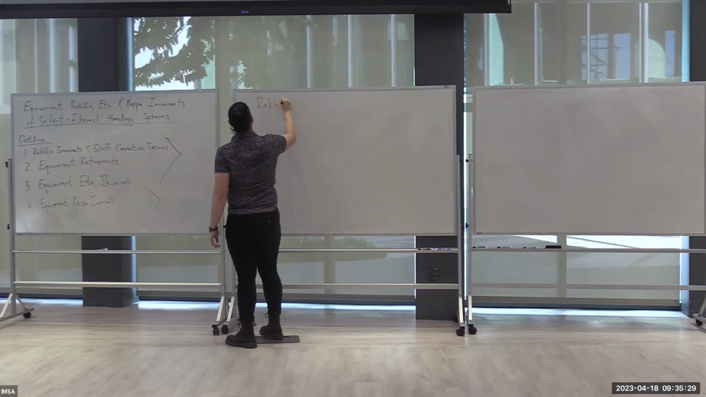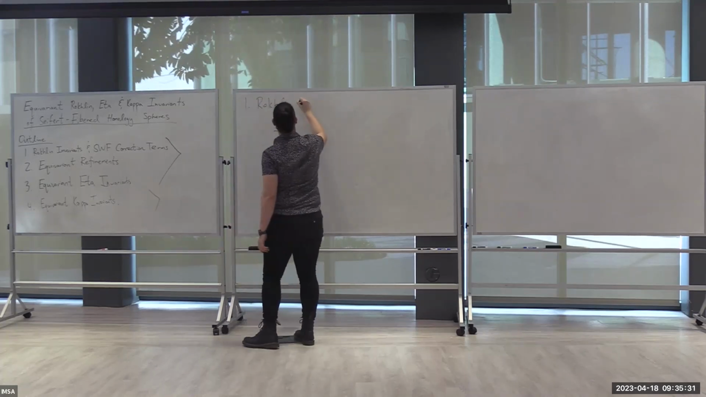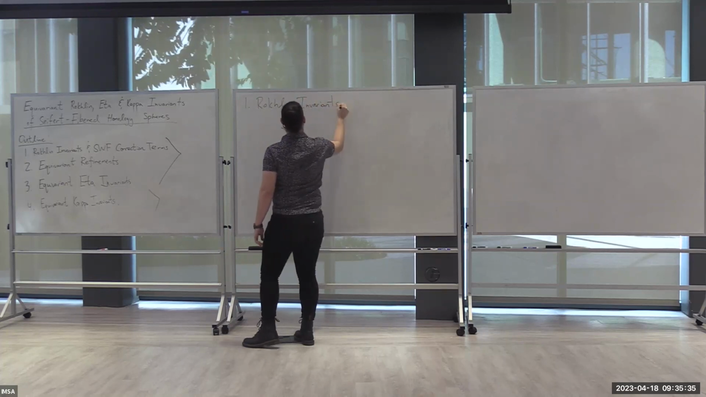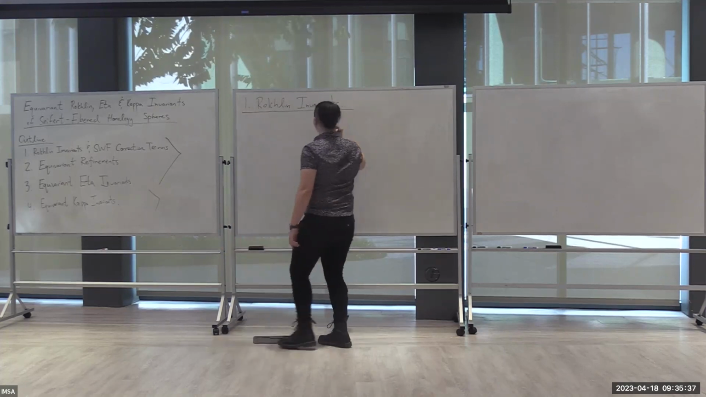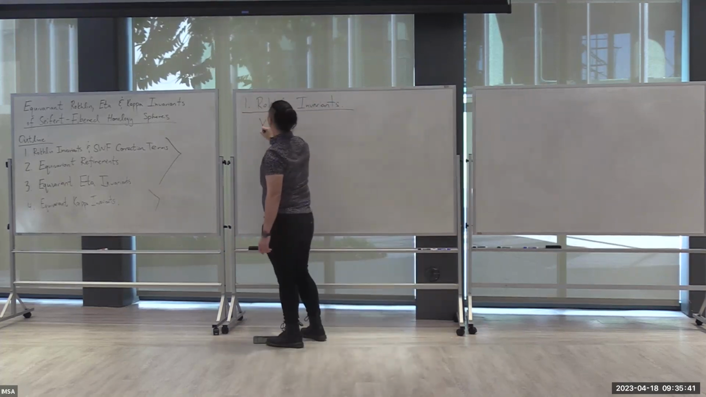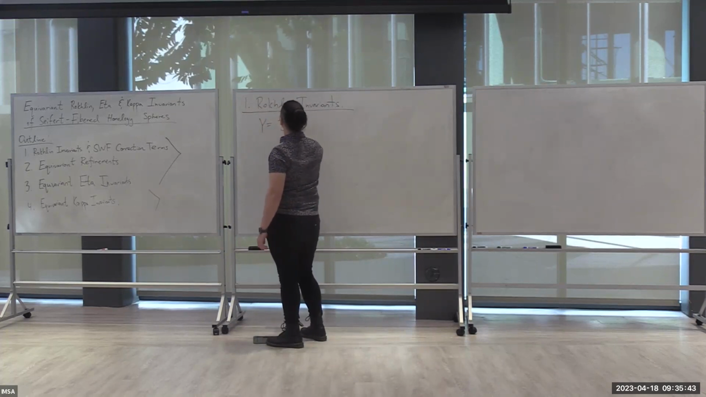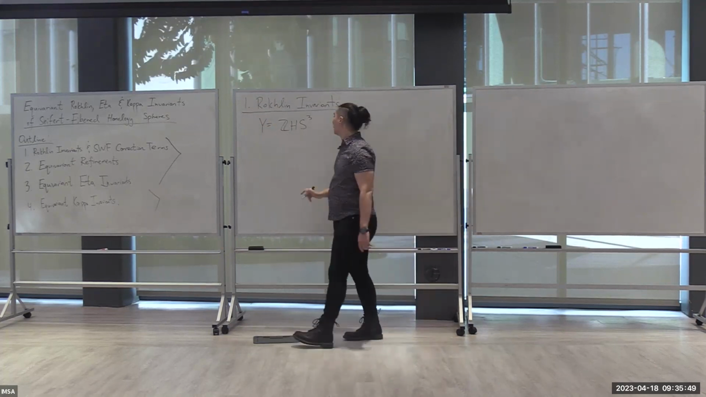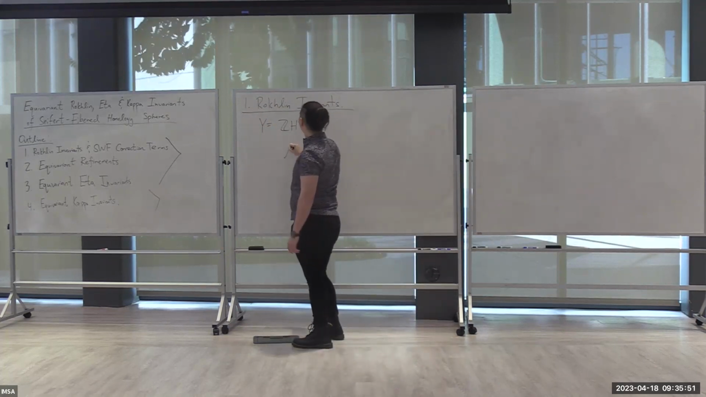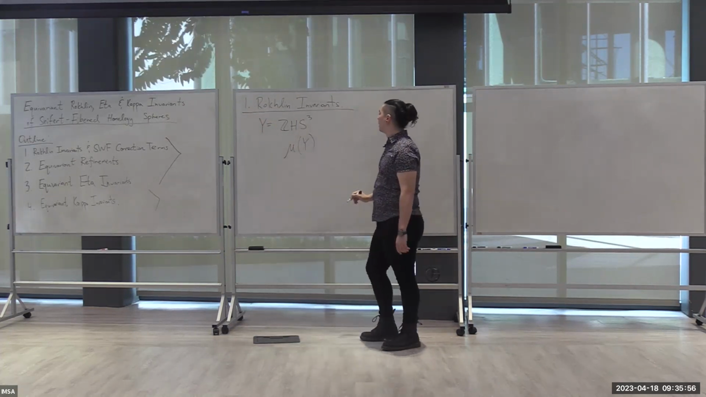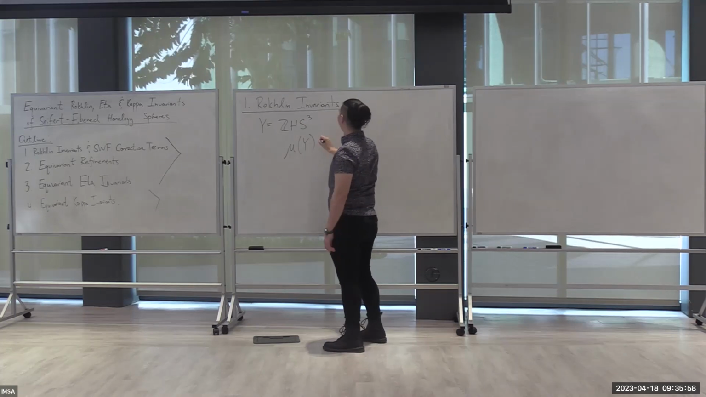So maybe just to start off, I'll do a little refresher of Rokhlin invariants. Recall that for Y an integer homology 3-sphere, we can define an invariant called the Rokhlin invariant. It takes values in Z mod 2. So how do we define this?